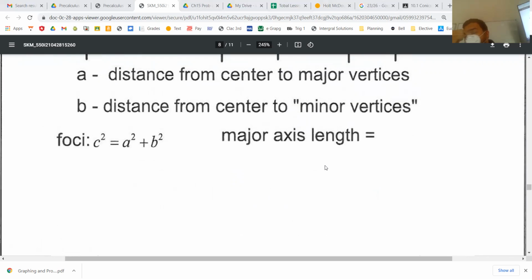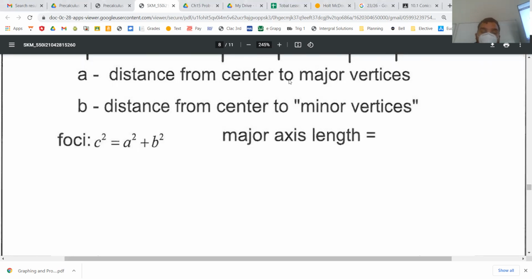A is the major vertices. B's are the minor. A is the distance from the center to the major vertices. B is the distance from the center to the minor vertices. Foci: notice the difference here. In the ellipse, it was minus. Here it's a straight Pythagorean theorem, A squared plus B squared. So make sure you know it's A squared plus B squared.